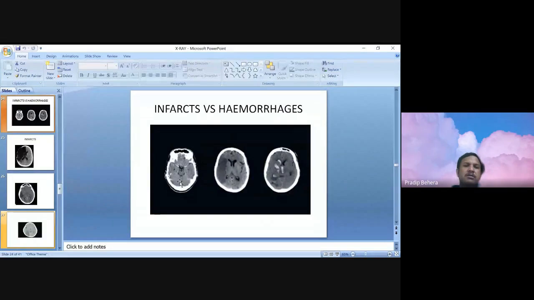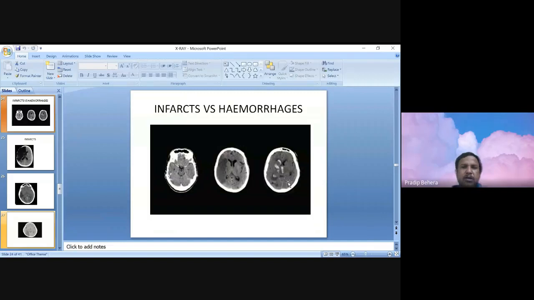If you look at the left side, the left one is normal, and the middle one has a hypodense lesion in the left. Sorry, this is the right side. Always, your left side is the patient's right side, and your right side is the patient's left side. So this is the right side of the brain involving the temporal, frontal, parietal, and occipital regions. It is a large infarct in the MCA territory, and this hypodense lesion is a sign of infarction.